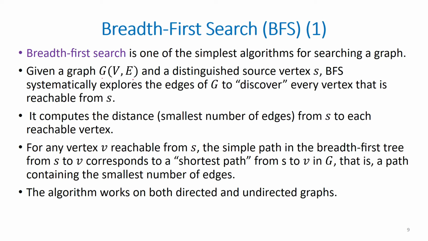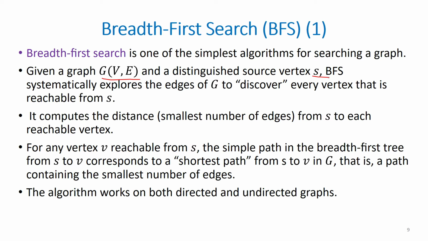Given a graph G(V, E) and a designated source or starting vertex, say S, BFS explores all the edges starting from vertex S to find all the other vertices that are reachable from S. By reachable, I mean there exists a path from vertex S to that vertex. To state it more precisely, the BFS will give you the shortest path from S to every other vertex in the graph, given that the other vertex, say V, is reachable from S.